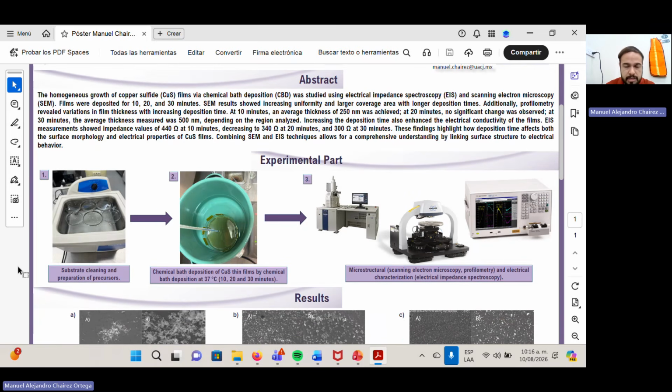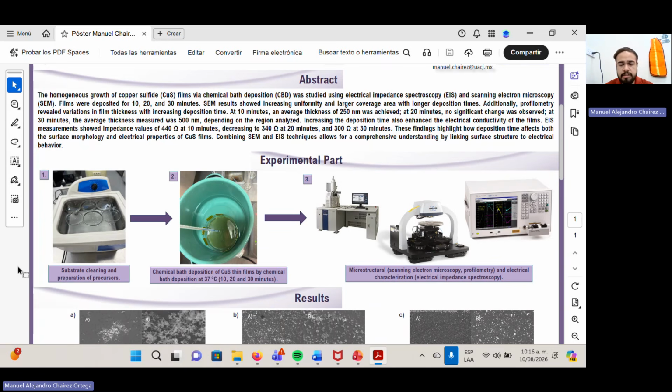We first clean the substrates where we're gonna deposit the thin films. They were indium tin oxide with polyethylene terephthalate to grow the copper sulfide by chemical bath deposition. The substrates were cleaned with isopropanol and deionized water. In the case of the glass substrates, they were cleaned also with acetone.